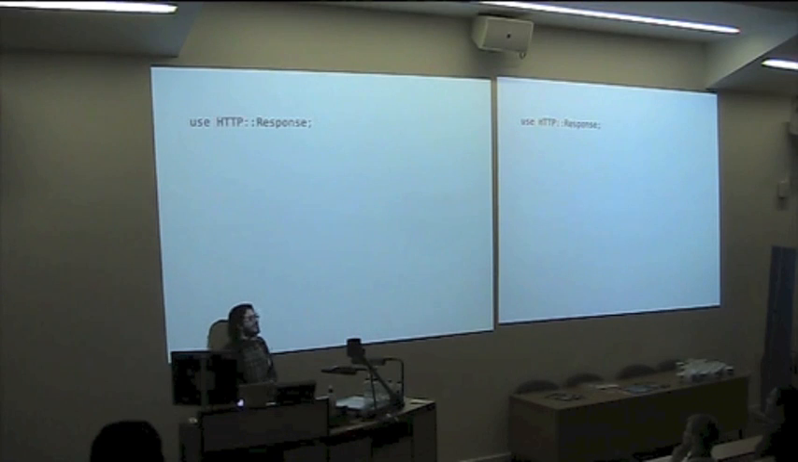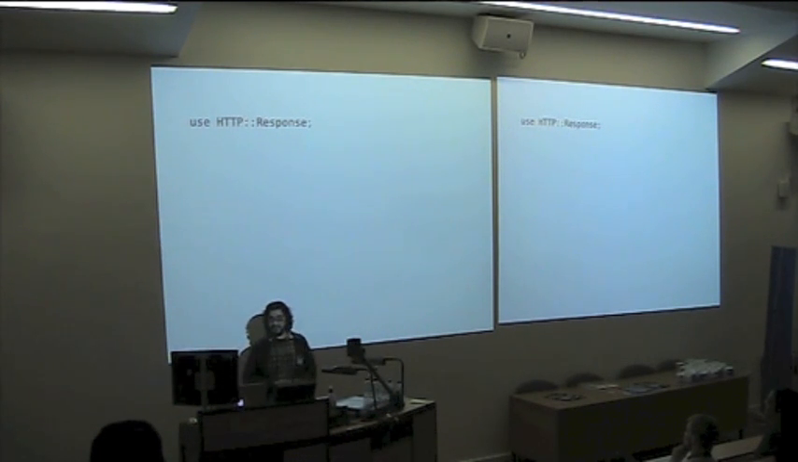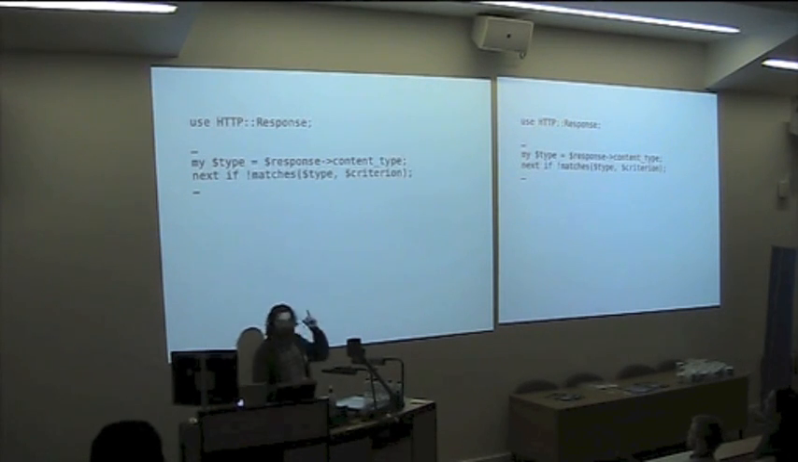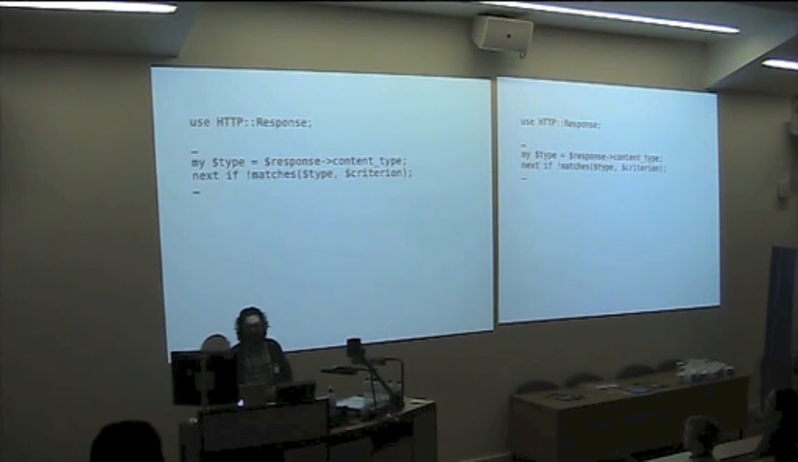So let's start by looking at the HTTP response class from CPAN. It's pretty widely used because it's part of LWP user agent. And suppose you've got a loop over some responses that checks whether the content type that the server sent back with the response is interesting before then going on to do some other processing. So we look at the $type, the response's content type, and we skip this item if it doesn't match the criterion we have. So that's all good.